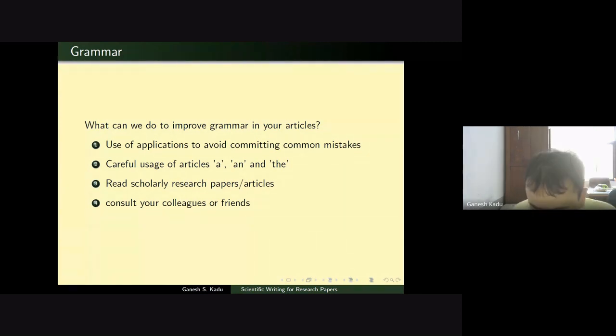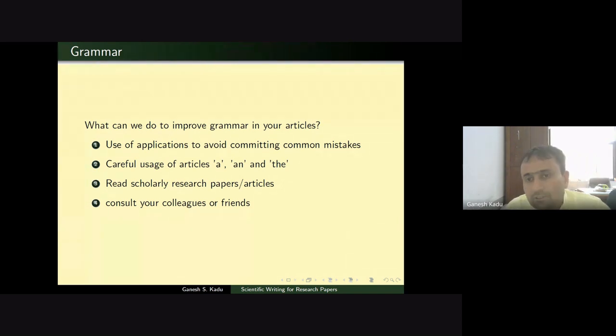And often when you write about your research, you are human beings, so you make mistakes, right? You're not good at English, for example. So such mistakes are bound to happen. So what do you do? You use such packages. So careful usage of articles a and the is important, particularly when papers go to the reviewers.